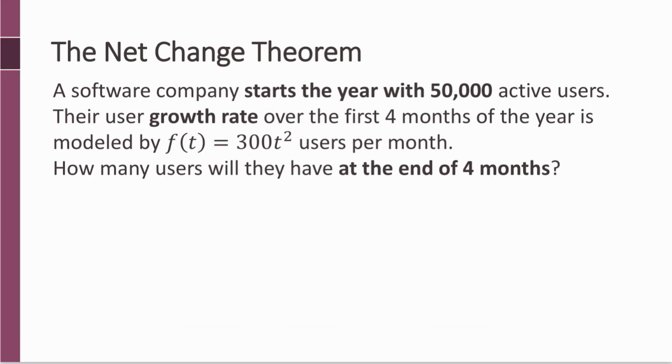Well, here's an example. Let's say that a software company starts the year with 50,000 active subscribers or active users, and their user growth rate over the first 4 months of the year is modeled by this particular function of users per month. So this is a rate function, right? This f of t is a rate function. So the area under this particular curve would give you the total accumulation of change in your users. And they want to know how many users will they have at the end of the 4 months.